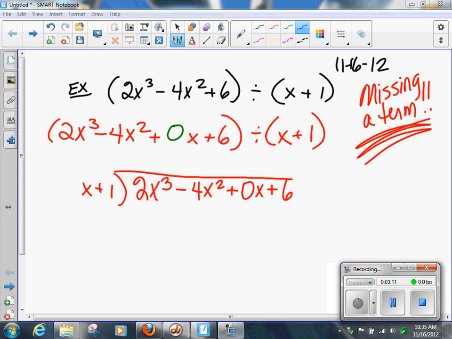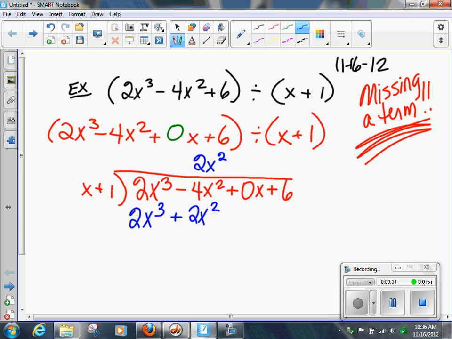All right, so x times what gives you 2x cubed? 2x squared, which has to go over the squared term, right? 2x squared times x is 2x cubed. 2x squared times 1 is what? 2x squared. And then my signs subtract, right on? So my 2x cubes cancel. What's negative 4x squared plus negative 2x squared? Negative 6x squared plus 0x, because I've got to bring down the next term, right?